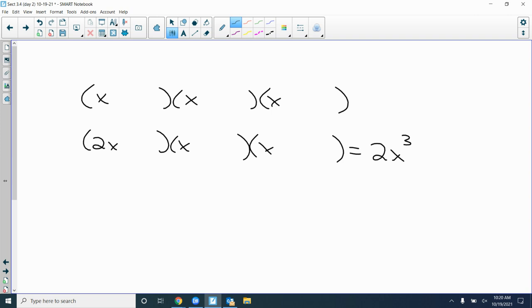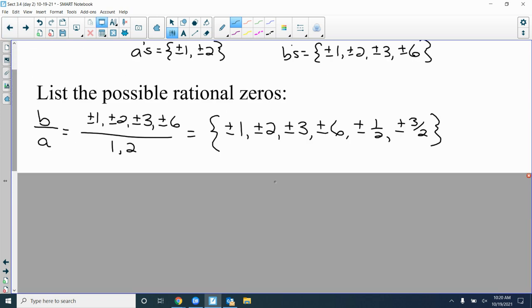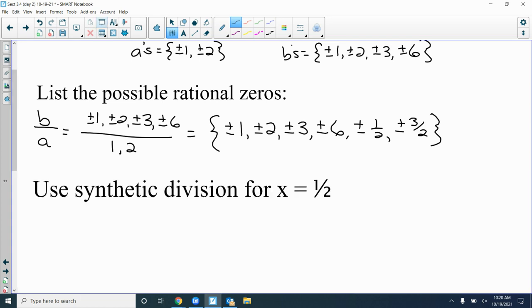Well, what does that lead you to believe one of our roots is going to have to be? It's going to have to be a fraction, okay? So you got to look at that ahead of time as you're looking at an equation. Like, okay, I think I'm going to get some fractions. That'll save you time. All right, go ahead and use synthetic division with 1/2.